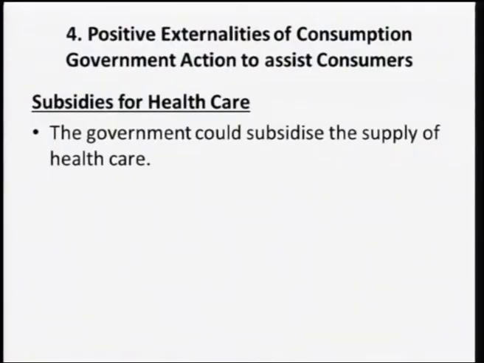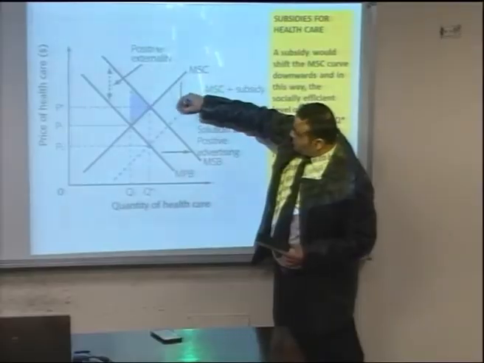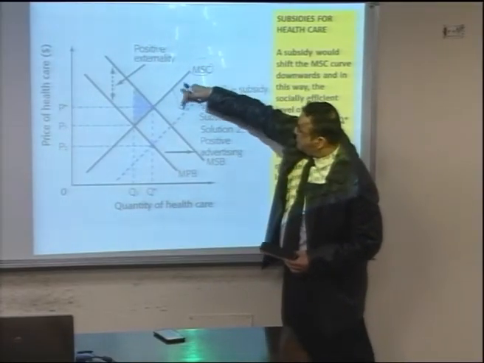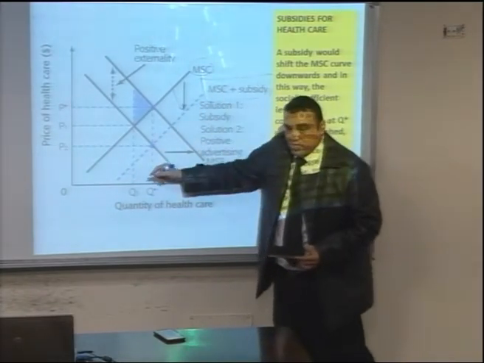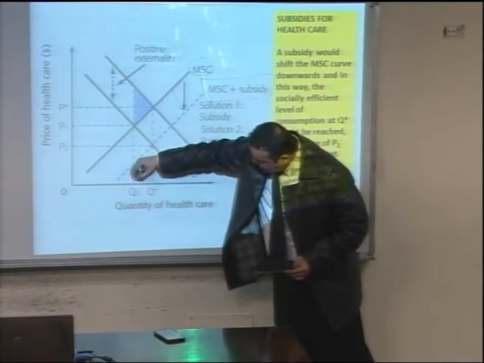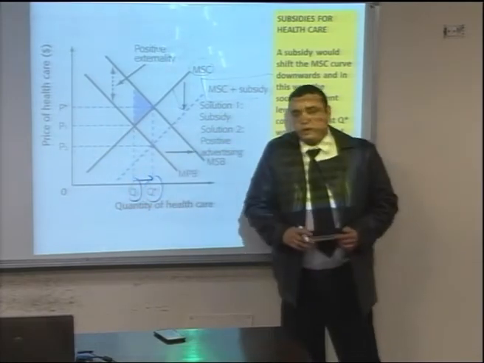So the solutions here are subsidies for healthcare. The government could subsidize the supply of healthcare. This is one of the main solutions that the government could try to use. Here is the marginal. The government's subsidies will shift the marginal social cost downward. So this is the marginal social cost plus subsidies. So the quantity increases from quantity 1 to quantity star.